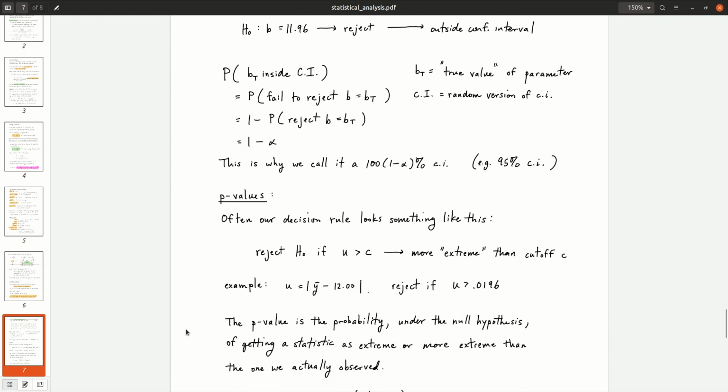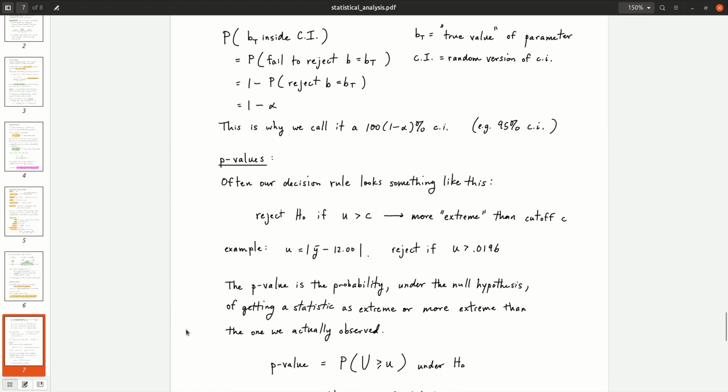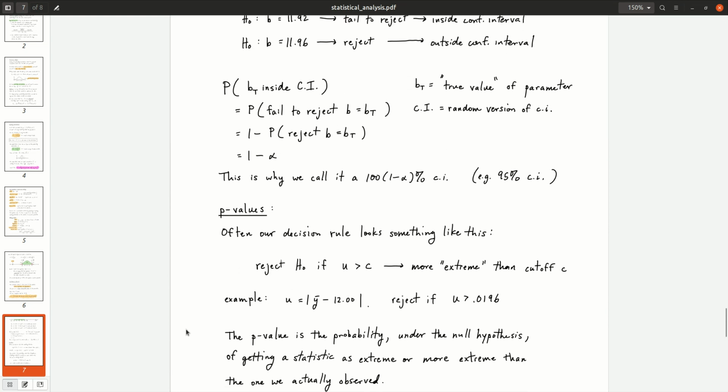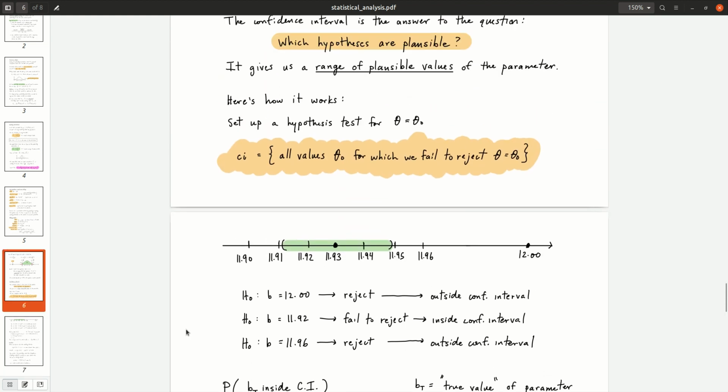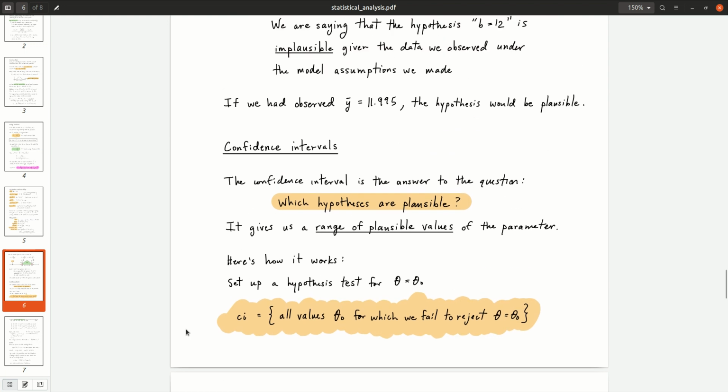So if you got a little bit lost in all of this math and logic about the confidence interval, that's okay. I do want you to try to understand all the logic behind it. But the thing to always remember is that the confidence interval is just a range of plausible values of the parameter given the data that we observed and the model that we assumed. So if you think confidence interval, think plausible values of the parameter. I think that'll get you most of the way there.